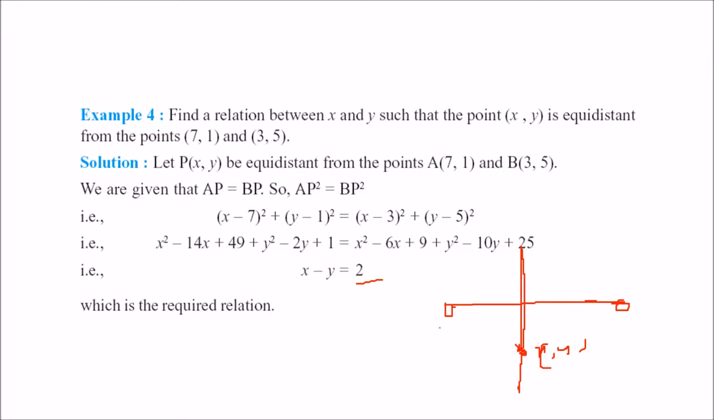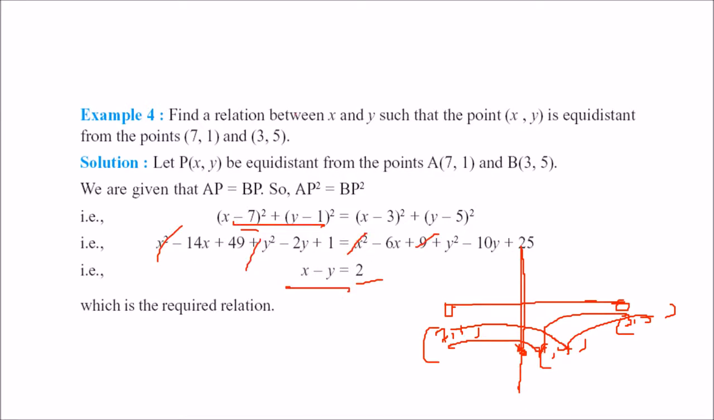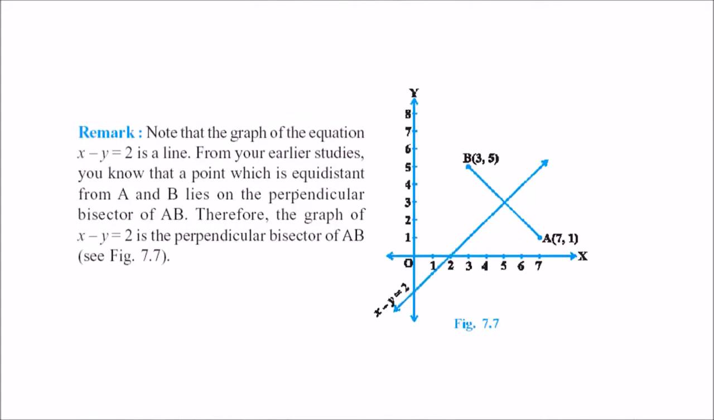So x and y, and this is 7, 1 and this is 3, 5. So (x minus 7) whole square plus (y minus 1) whole square will be equal to (x minus 3) whole square plus (y minus 5) whole square. Just equate. x square and y square will get cancelled out. You will get a line x minus y equal to 2. As I suggested, this line is nothing but the perpendicular bisector of these 2 points, and that is why each and every point on this line will always be equidistant from these 2 points.